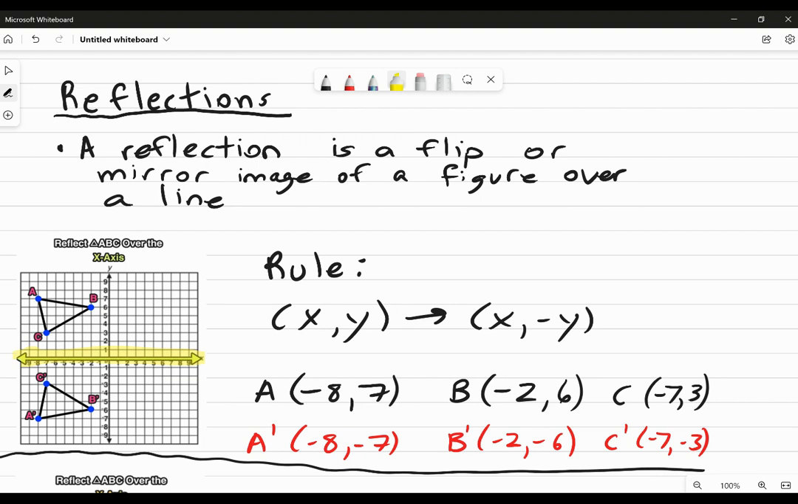Take a minute and make sure you get that all down in your notes. Make sure you highlighted that x-axis there.